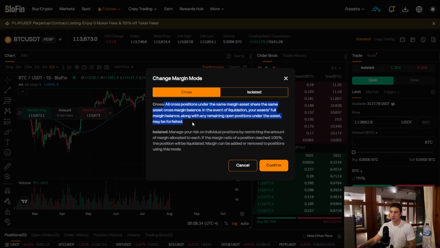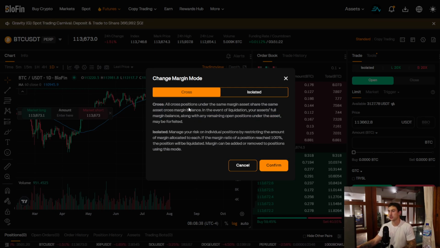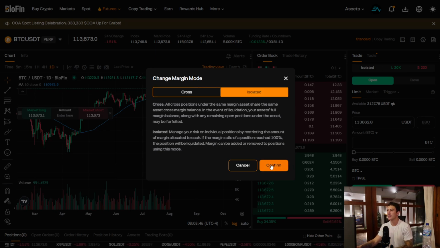Cross mode means that you don't get liquidated. For example, if price is going down and invalidates your trade, it will continue to pull money out of your portfolio to keep you in that position. We do not want that to happen. So always make sure that you are on isolated, then press confirm.